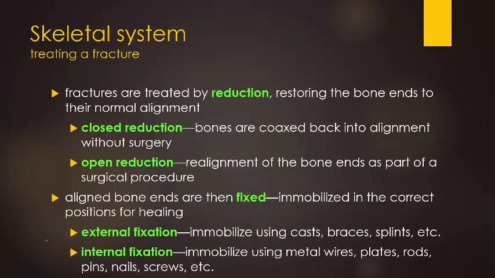So what do we do then to repair, or to help the body to repair a fracture? They're treated in two ways. First, by reduction, which is the process of getting the bone ends back into normal alignment if they are not aligned properly. And it can be a closed reduction. That's when the doctor uses his or her hands to coax the bones back into alignment, maybe uses a little stretching, putting under traction. But that work is done without any kind of surgery.